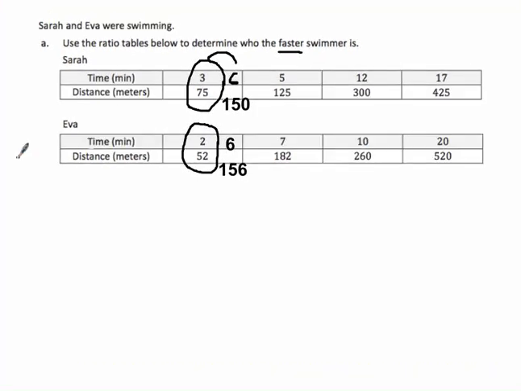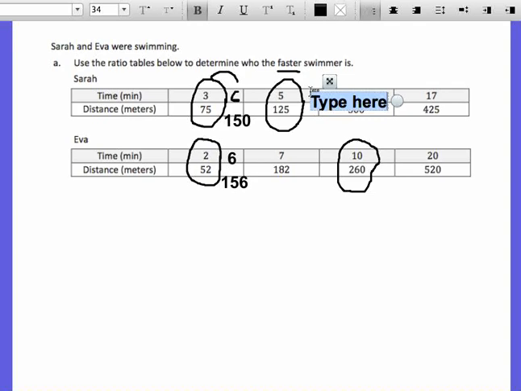Another way to get evidence, and there are a whole lot of ways: Eva tells us in 10 minutes she goes 260 meters, and we could find how far Sarah would go, and we wouldn't need to convert anything for Eva. We could just multiply each of Sarah's numbers by 2, or double it, and we would find 10 minutes to 250 meters. So now we have a common basis to make a comparison that Eva is faster. And that's pretty important with ratios. When we talk about fractions, we would call this either a common denominator or a common numerator, so we can start to make that conclusion.